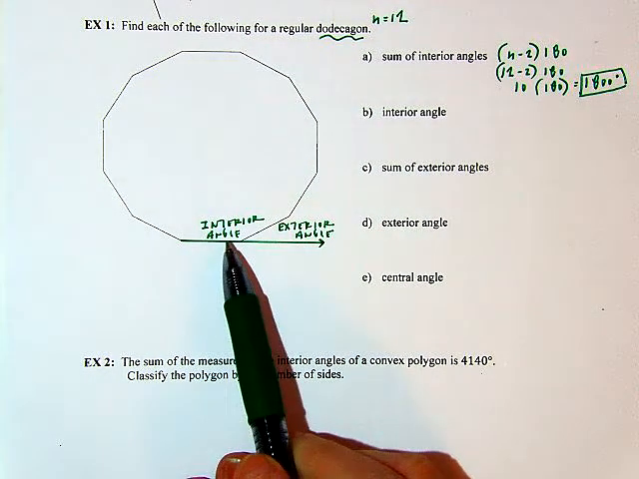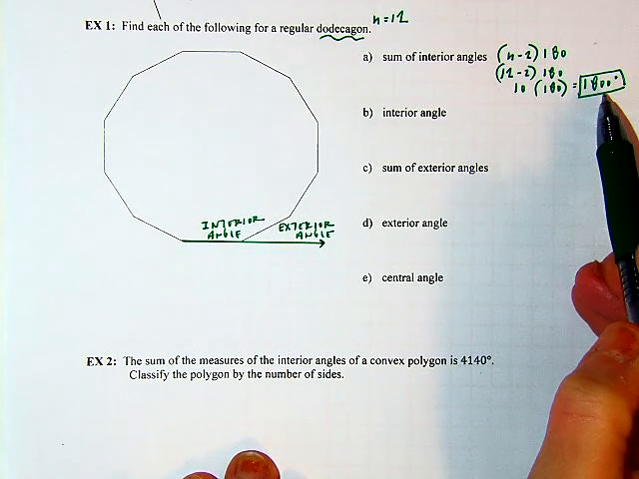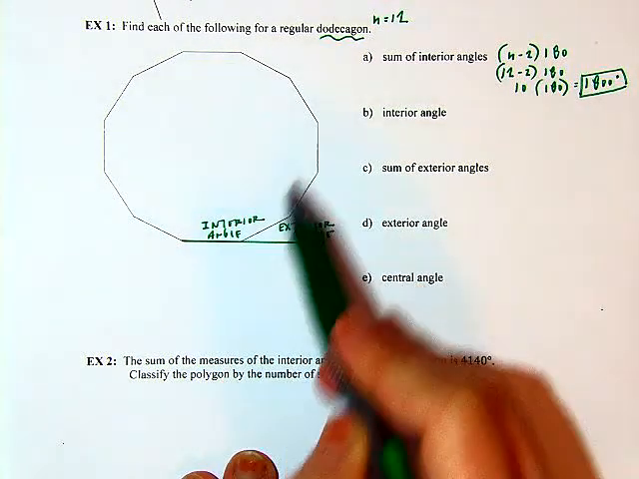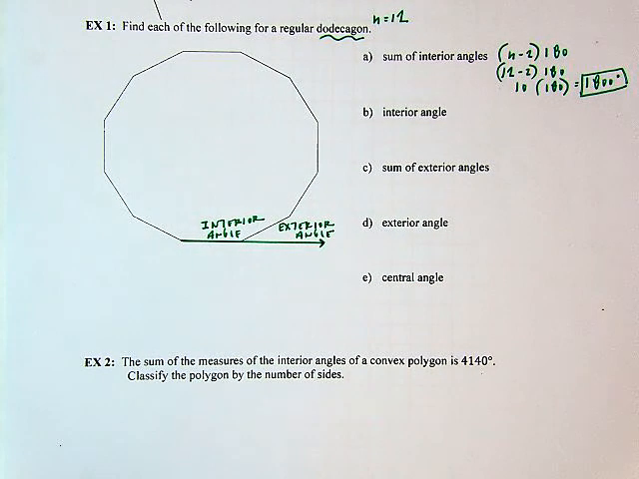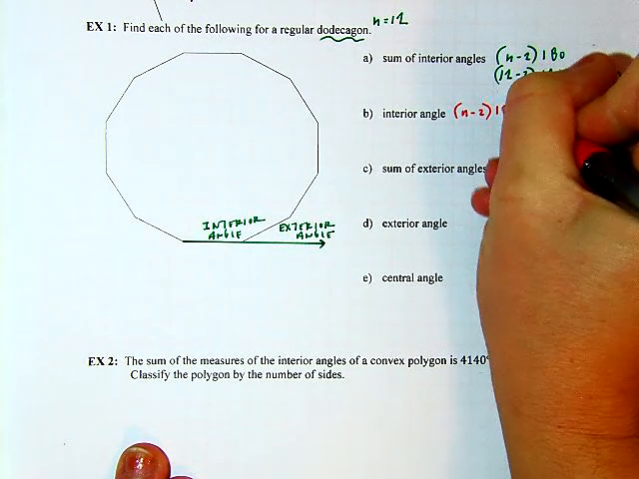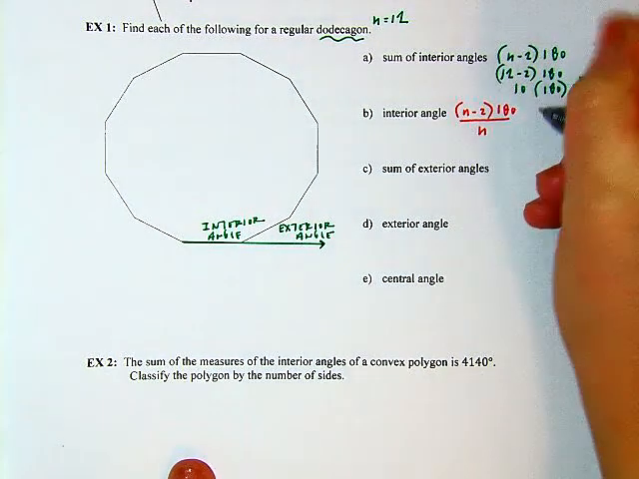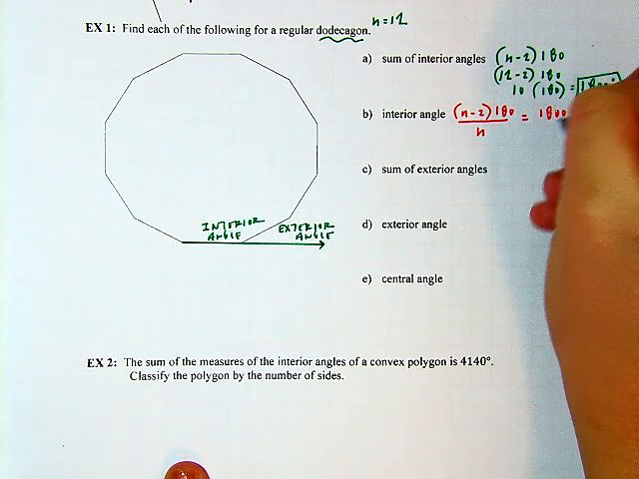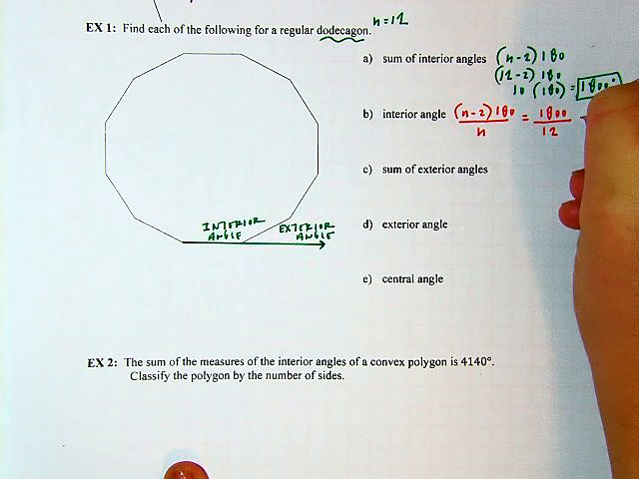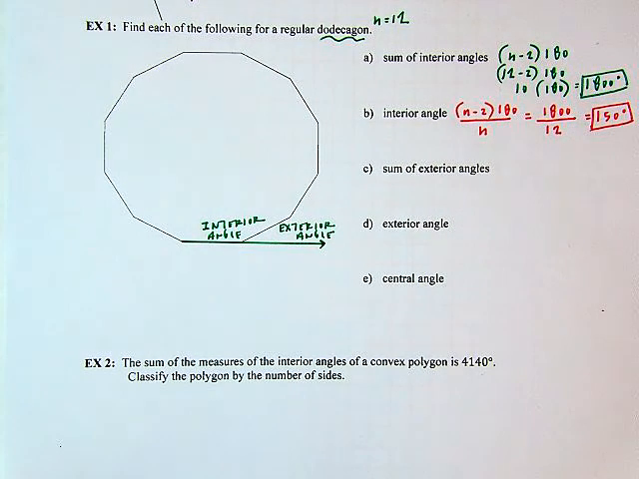If I want one individual interior angle, I know that all of them together sum to 1,800, and I need to split it 12 ways because I have 12 congruent interior angles. So my formula is the sum, n minus 2 times 180, divided by n. I already know my sum, which I calculated previously, 1,800, and I split it 12 ways, and I get 150. So 150 degrees.